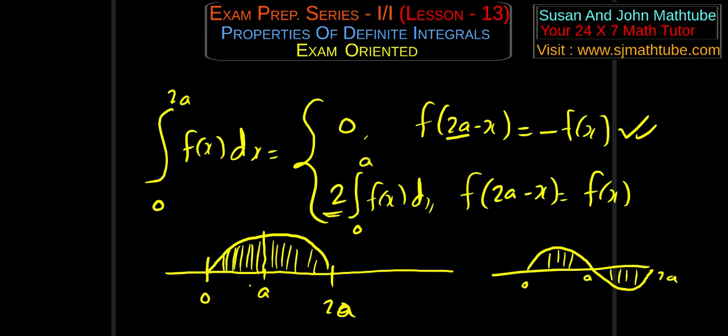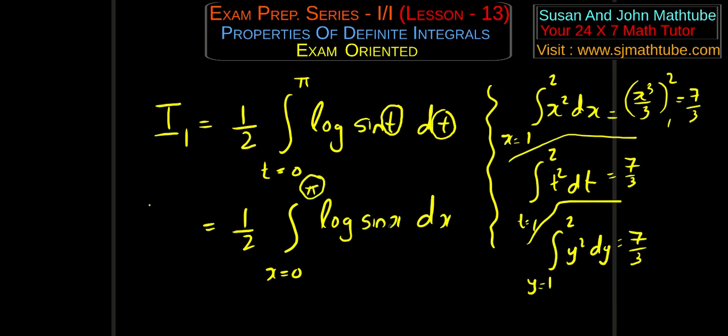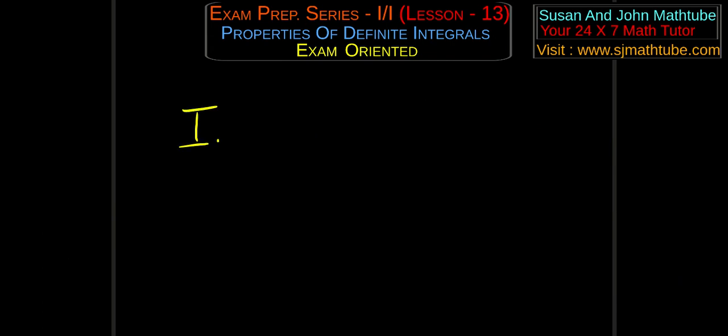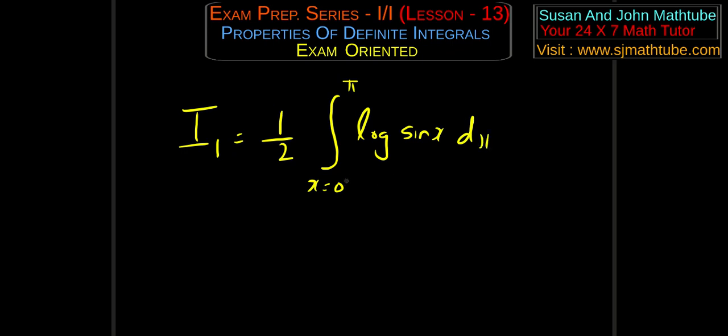It's very easy to check. Upper limit minus x should be negative or positive. So what is the upper limit here? Pi. And what is the argument? X. So I just check if log sin of pi minus x gives me the same thing or negative or something else. But sin 180 minus x is sin x. Yeah, that means we can apply the property. So I'll write this last step again. So we get I1 is equal to 1 by 2 integral x is equal to 0 to pi log sin x dx. I hope you're doing good till here.